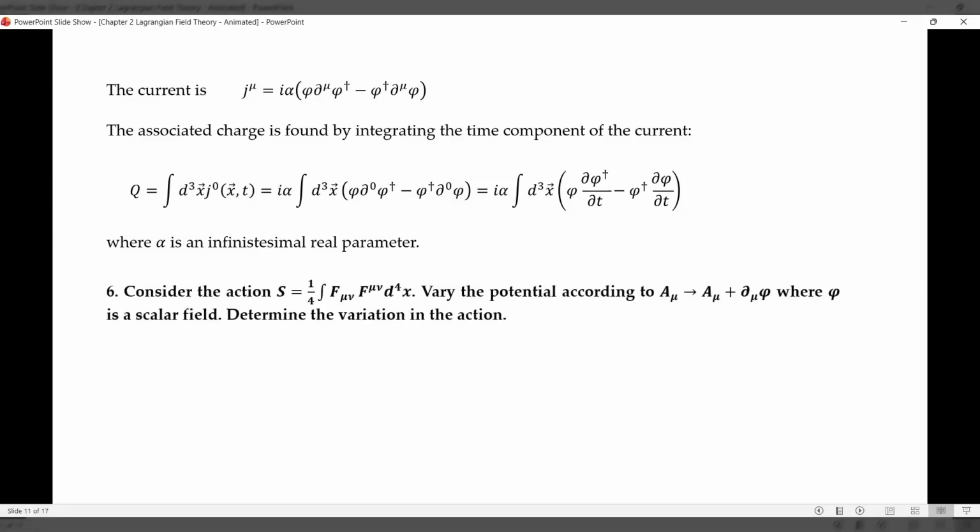And now we move on to exercise number 6, where we consider the electromagnetic action via the electromagnetic tensor here. And we vary the potential according to this expression here. A sub nu, we vary to A sub nu plus partial sub nu of phi, where phi is a scalar field. And we are asked to determine the variation in the action.